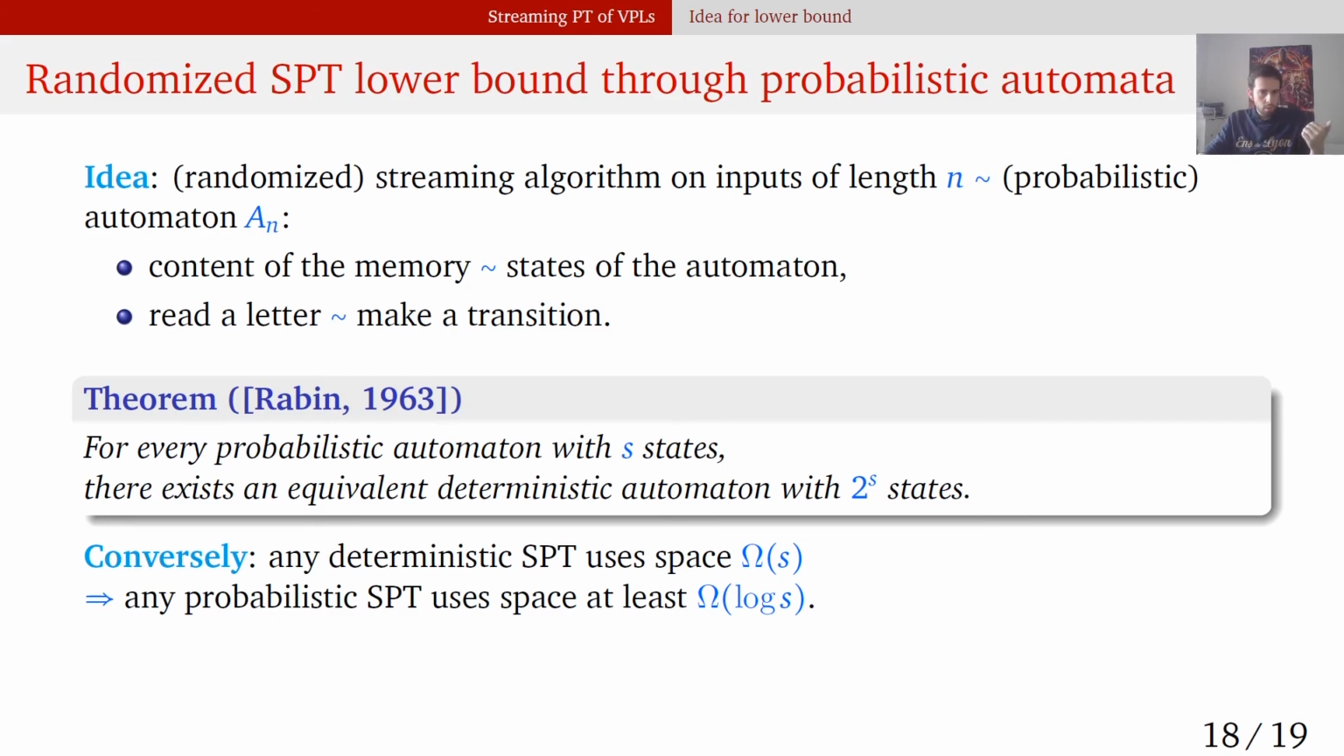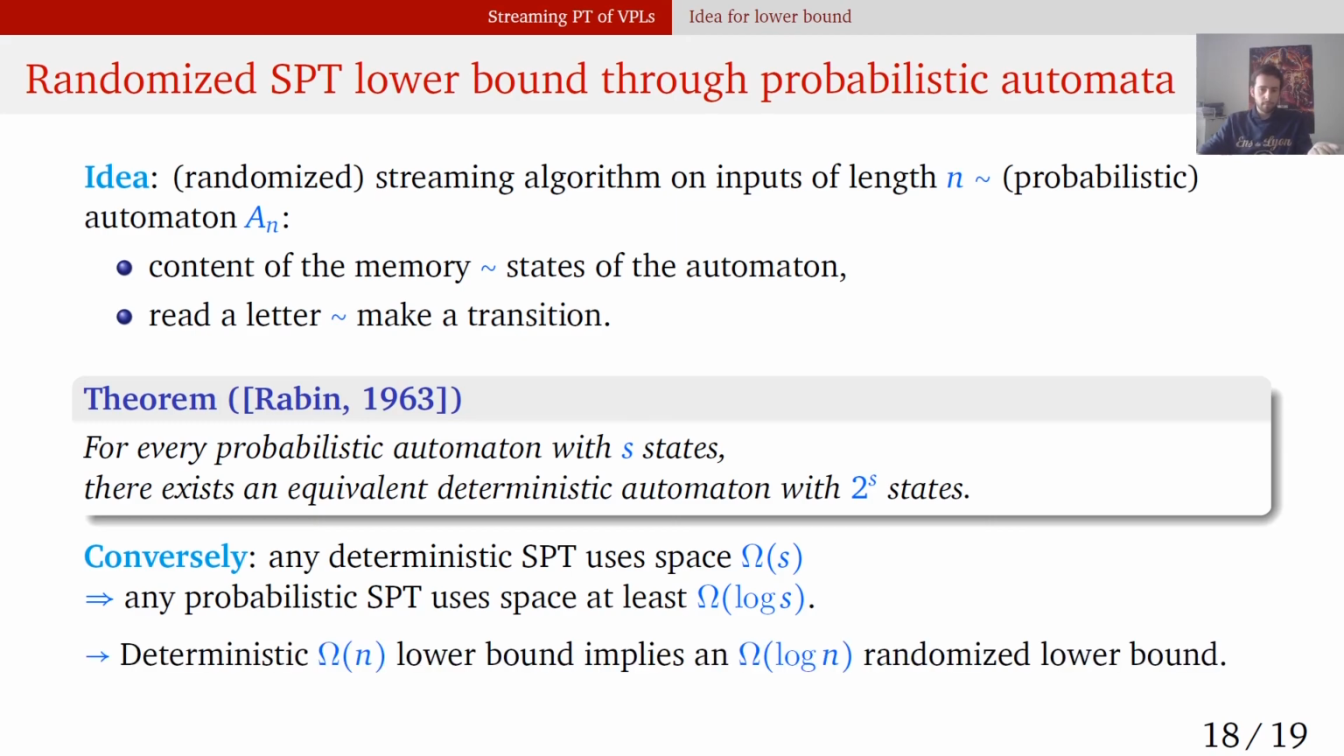We then use a result by Rabin, which says that for every probabilistic automaton with S states, there exists an equivalent deterministic automaton with at most 2 to the S states. So we can use the converse of this result, which means that if we have a linear lower bound on the number of states, or on the space of an SPT, then we have a logarithmic lower bound on the number of states of the memory used by a randomized SPT. So that's how we generalized our lower bound to randomized SPTs.